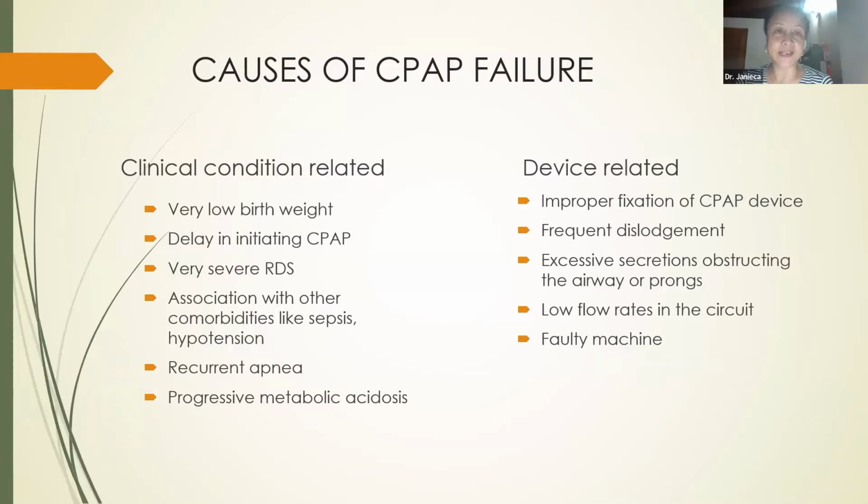Now, when we are putting babies on CPAP, we have to be very careful with the devices, monitoring and assessing the devices regularly, because CPAP failure due to the device is also common. Some of the causes include improper fixation of the CPAP device, frequent dislodgement, excessive secretions obstructing the airway or prongs, low flow rates in the circuit, and faulty machines.